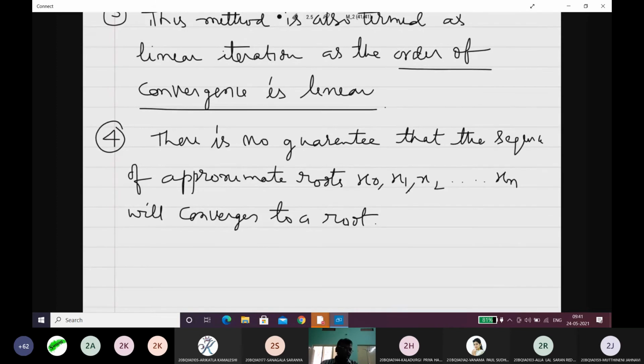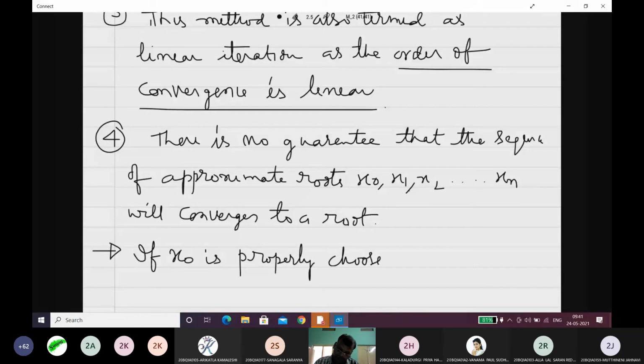Next, if x0 is properly chosen, very, very important, then we expect the convergence. సో అప్పుడు మనకు కన్వర్జెంట్ రూట్ ఉంటుందని భావించవచ్చు. Otherwise we cannot expect the convergence.